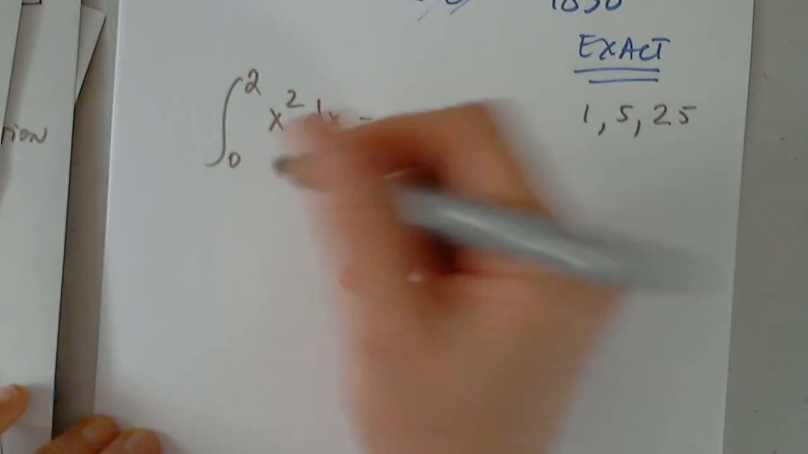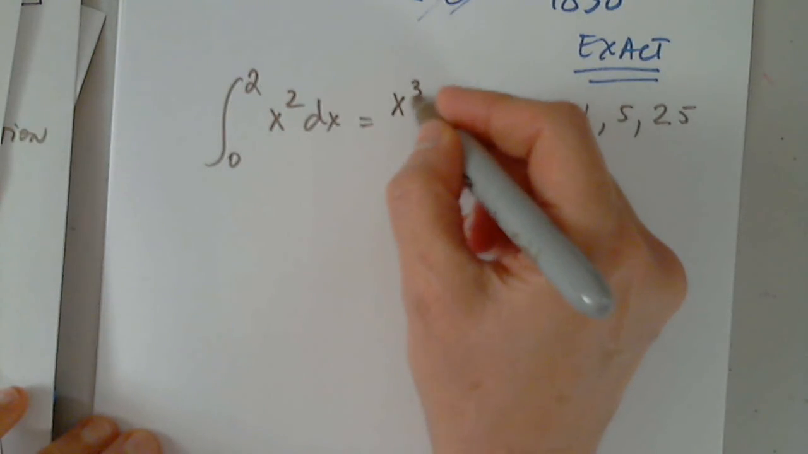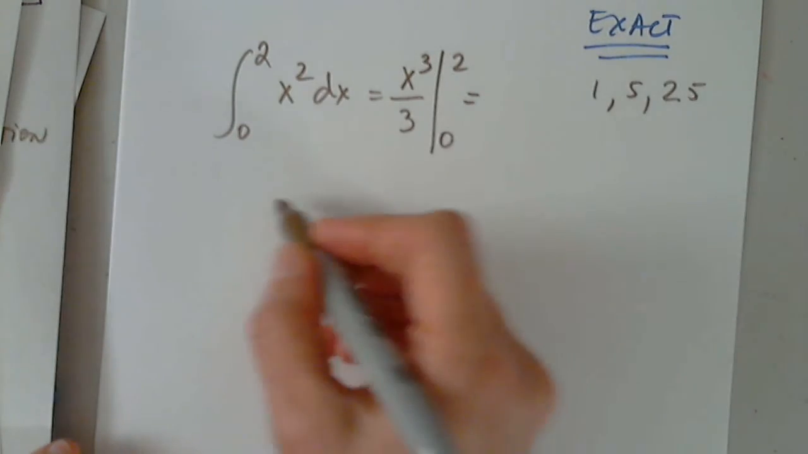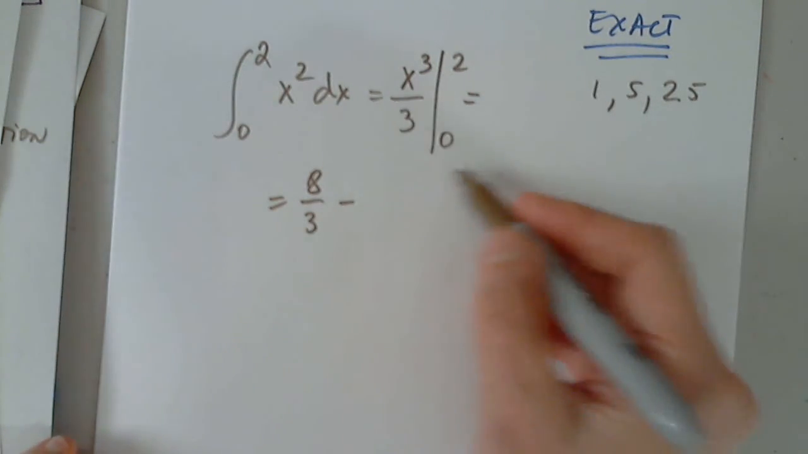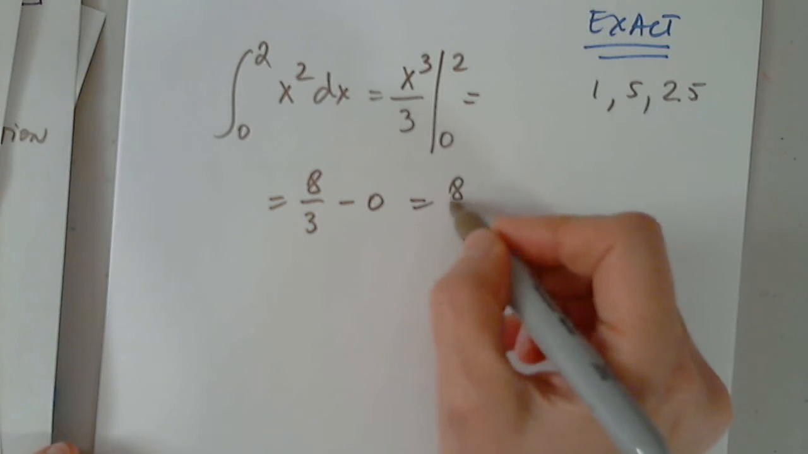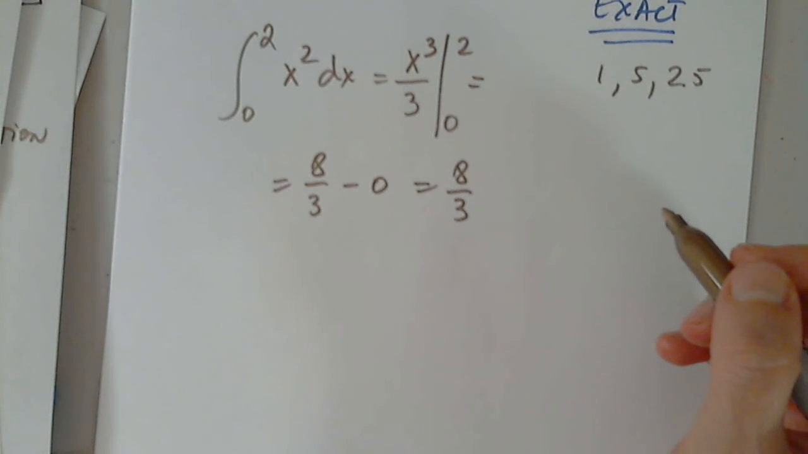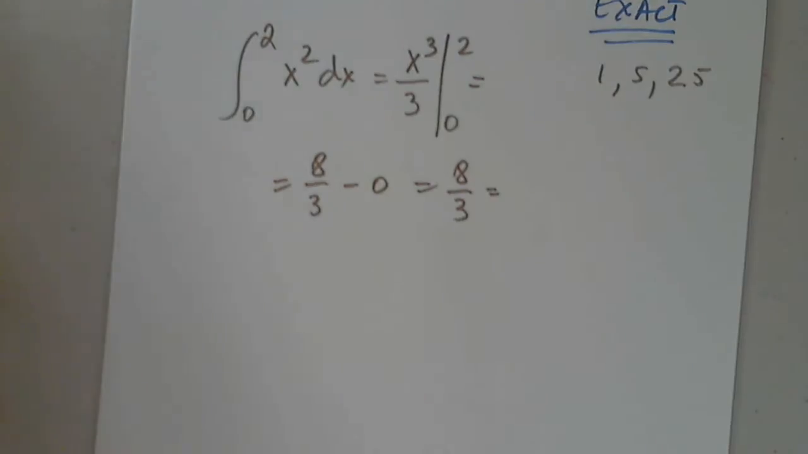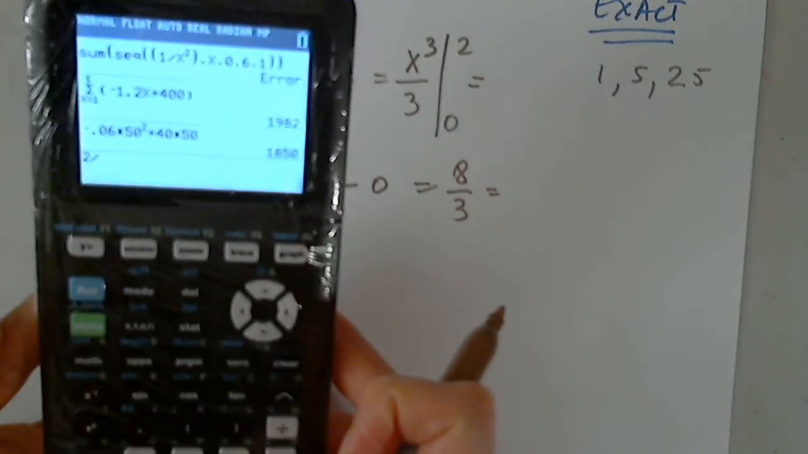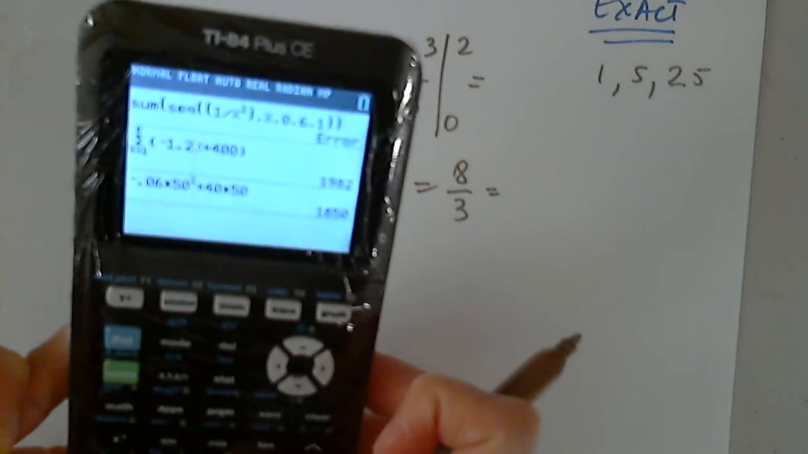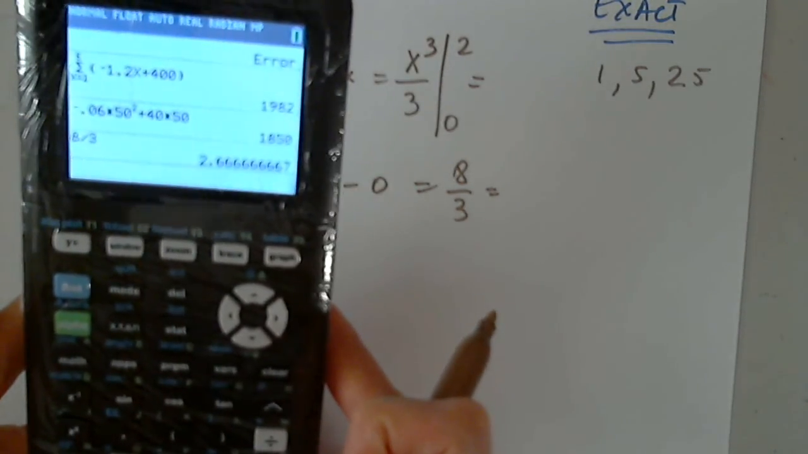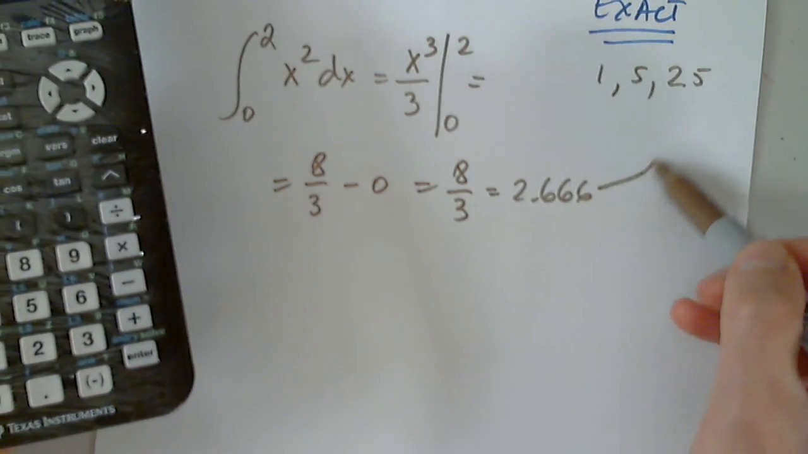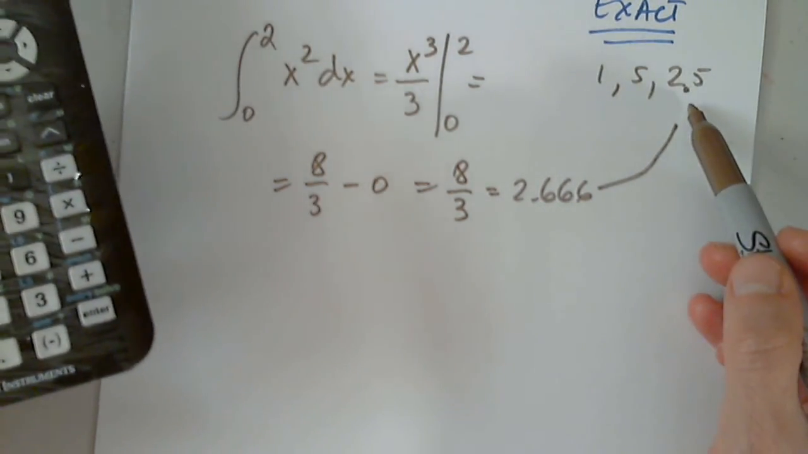Very easy. So the antiderivative is x to the third over 3. And all I have to do is plug in 2, and I get 8 over 3, minus when I plug in 0. So the area is 8 over 3. And 8 over 3 is what? It's 2.6. Right? 8 divided by 3. Yeah, 2.6666. So look at this, how close we were with the midpoint.